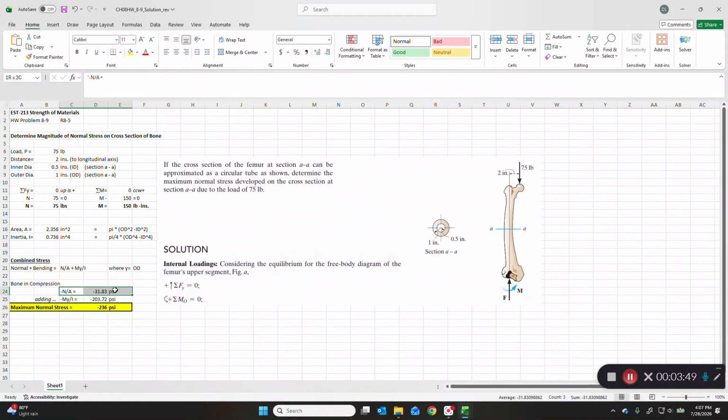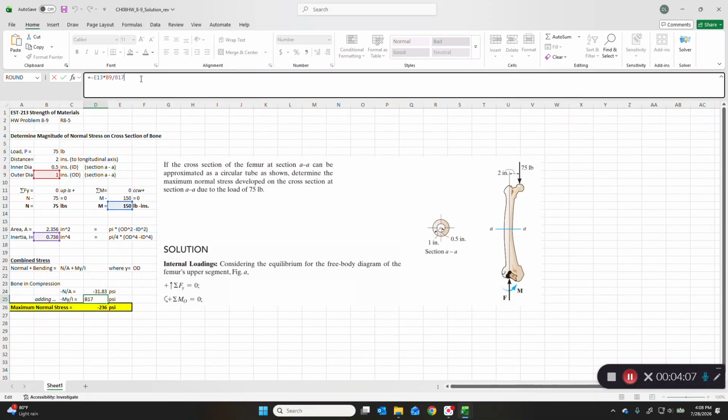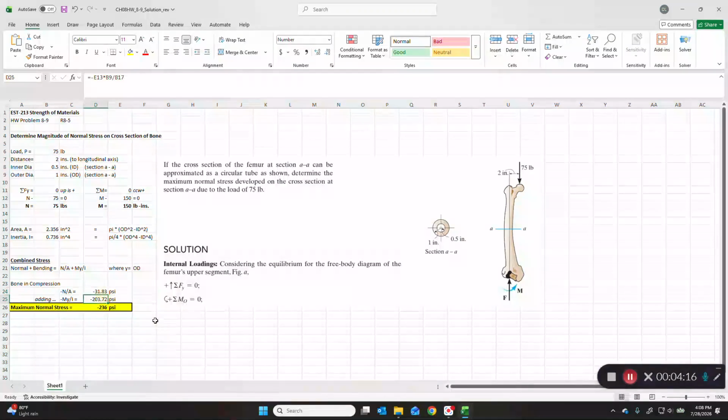So this was your axial stress, right, normal. This is your bending stress due to that 75-pound load applied at an offset of 2 inches. So the maximum moment, well, the only moment we know here is 150, so that goes into the equation. So My over I is going to be 150 times the OD, which is y, outer diameter, divided by the area moment of inertia, which we got here in this purple cell. So that's going to give you minus 203.72. You just simply add them up. They're both negative, so the result will be negative also, minus 236 psi.